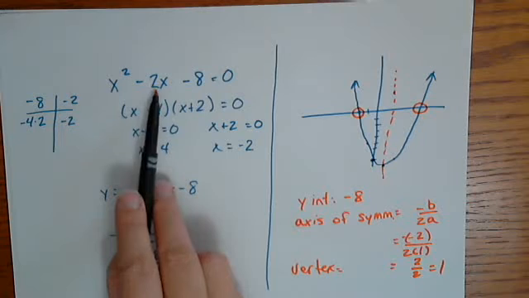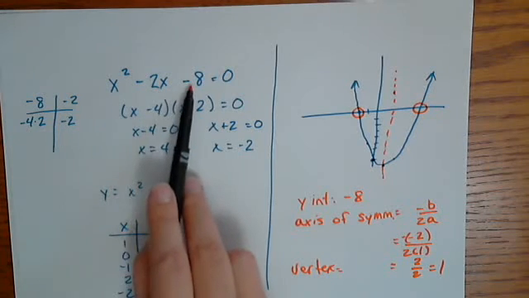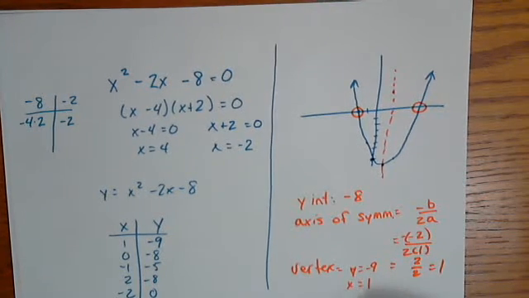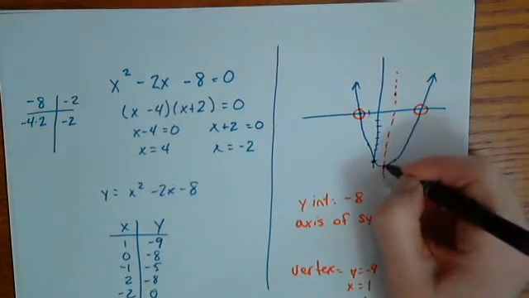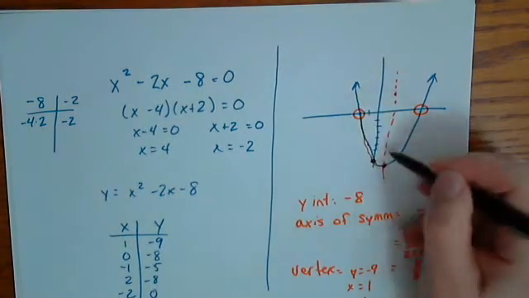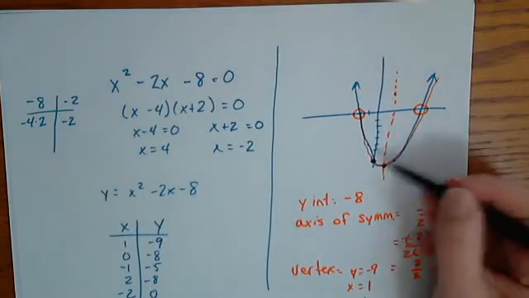So 1 minus 2 is negative 1, minus 8 is negative 9. So the vertex is at y equals negative 9, x equals 1. So 1, negative 9, which is right here. That's our vertex. Those are the points. So we can figure out where things are going to go or what it's going to look like.